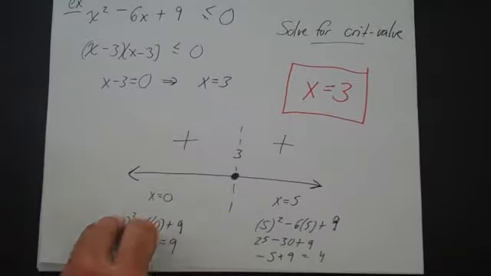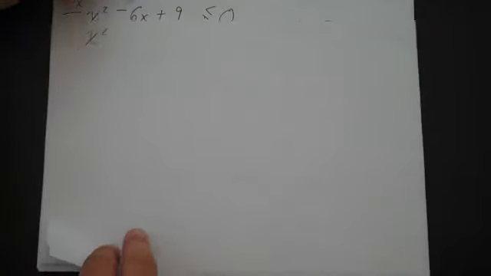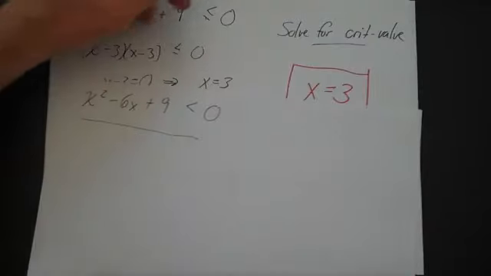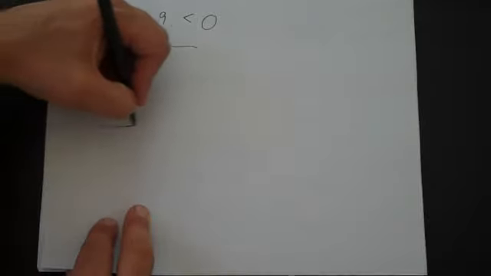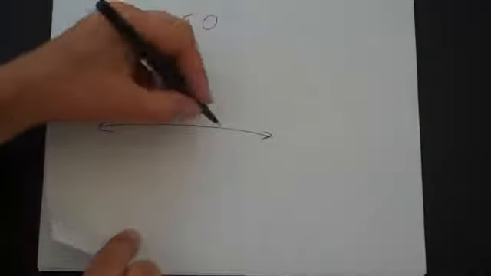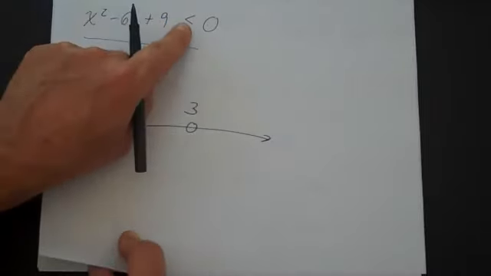The trick comes in is let's do exactly the same problem, but let's have x squared minus 6x plus 9 less than 0. So the only thing we're changing is this less than or equal to the less than. In that case, we'll have exactly the same drawing, because we're doing the same problem. 3 is the critical value, but in this case, 3 is not a solution because it's strictly less than 0.